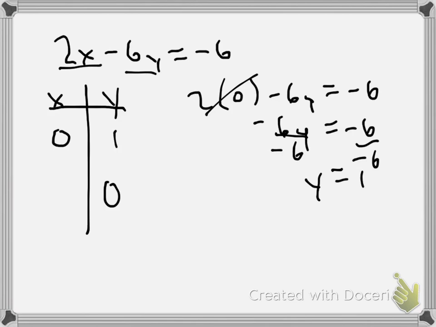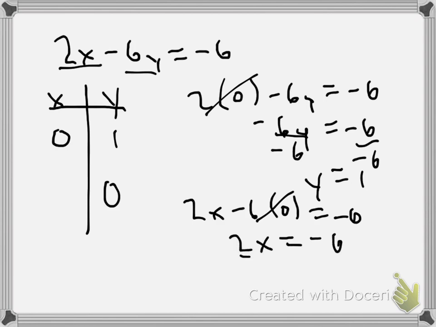Similarly, I put that 0 in for y. This term is gone, right? -6 times 0 is 0. 2x plus 0 is 2x. That whole term is gone. And now I can solve for x. We'll just divide by 2. And there's our x value. And guess what? All we need to graph a line is 2 points. We got our 2 intercepts. That's the 2 points we need. We are done with our table.